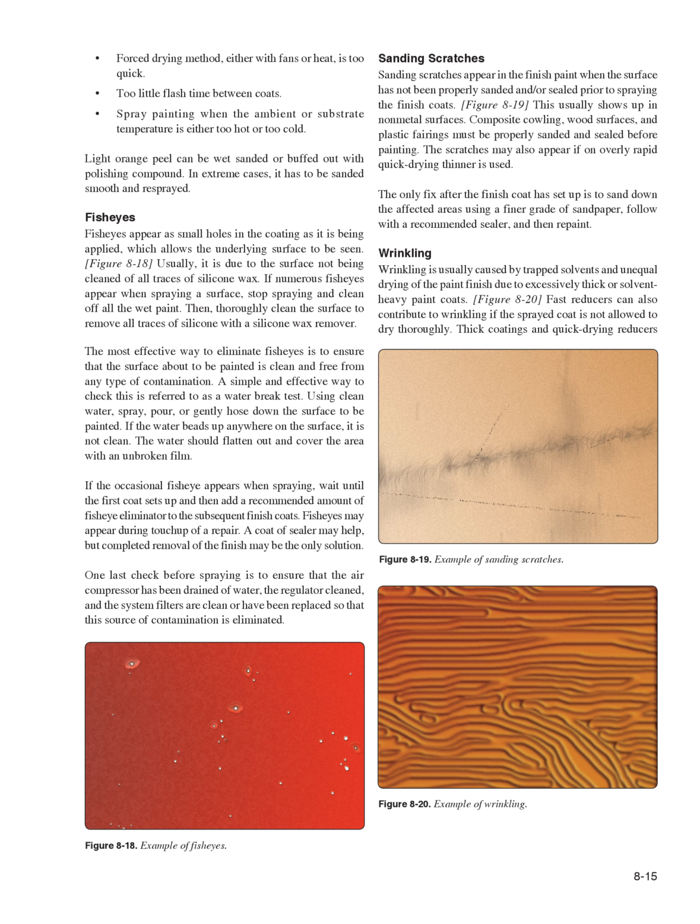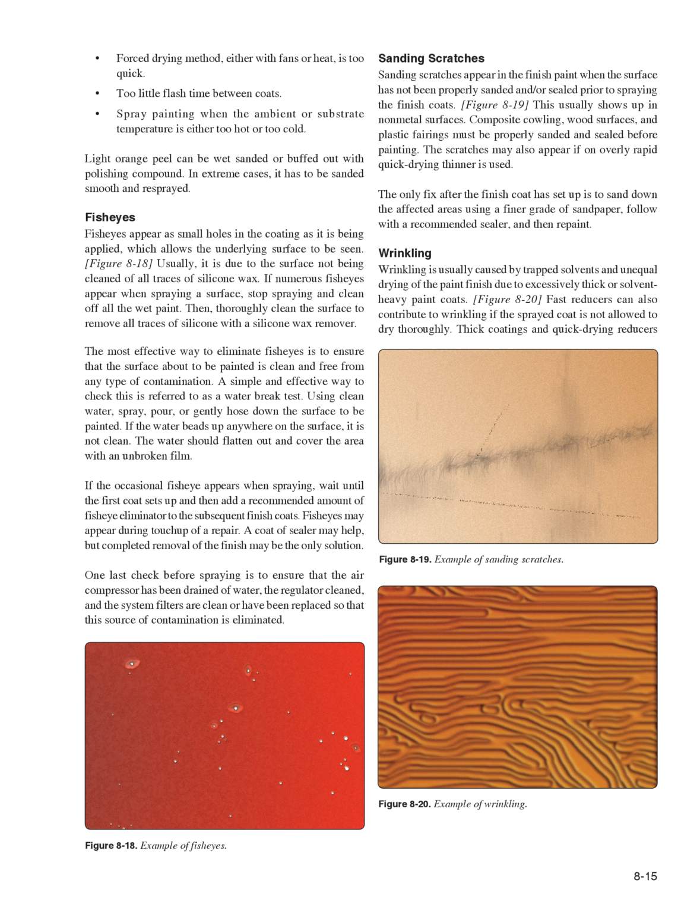Fisheyes appear as small holes in the coating as it is being applied, which allows the underlying surface to be seen. Figure 8.18, usually it is due to the surface not being cleaned of all traces of silicone wax. If numerous fisheyes appear when spraying a surface, stop spraying and clean off all the wet paint. Then, thoroughly clean the surface to remove all traces of silicone with a silicone wax remover. The most effective way to eliminate fisheyes is to ensure that the surface about to be painted is clean and free from any type of contamination.